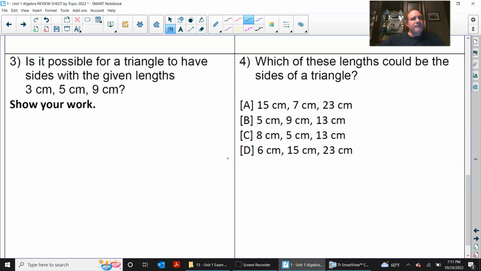Number 3, is it possible for a triangle to have sides with the given lengths right here? This question is not asking about right triangles. It is just asking for triangles. So remember, any two sides, when you add them up, have to be greater than the third side. So 3 plus 5 is 8. 8 is not greater than 9. Is it possible? No.